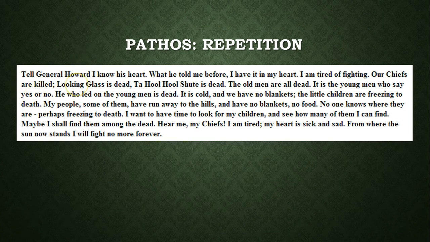Looking Glass is dead. Tahulhul Shoot is dead. The old men are all dead. And then a little bit further down, we've got he who led on the young men is dead. So there's the repetition of the end of a clause, not necessarily the start, which is what we saw before, but it works beautifully and poignantly.